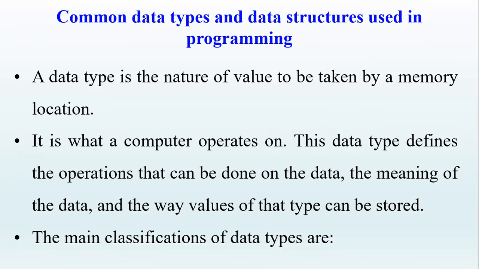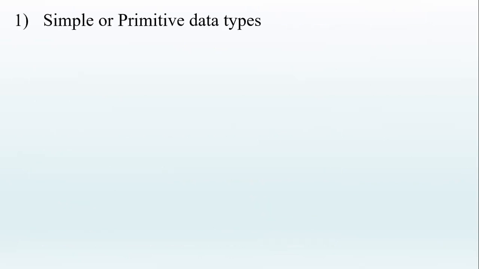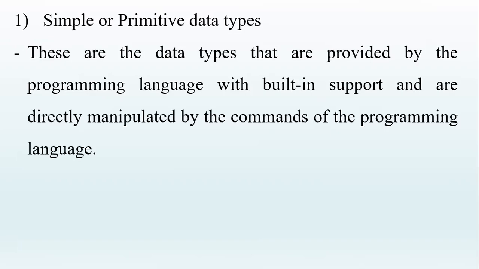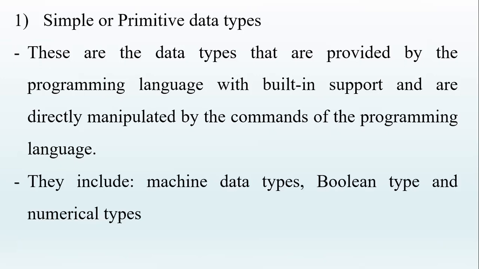The main classifications of data types are: number one, we have simple or primitive data types, whereby these are the data types that are provided for by the programming language with built-in support and are directly manipulated by the commands of the programming language. They include machine data types, the Boolean type, and the numeric types.